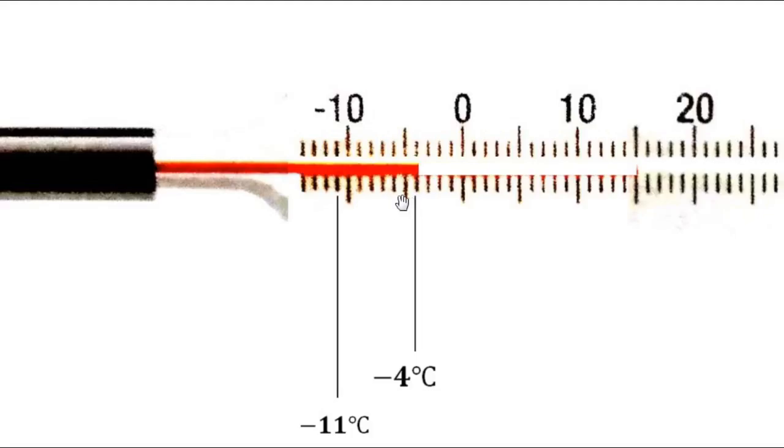Therefore, the mercury level will rise by 7 divisions. Let's count the 7 divisions marked on the thermometer. 1, 2, 3, 4, 5, 6, and 7. As you can see, after this rise, the new temperature is negative 4 degrees Celsius. Now let's do it mathematically.